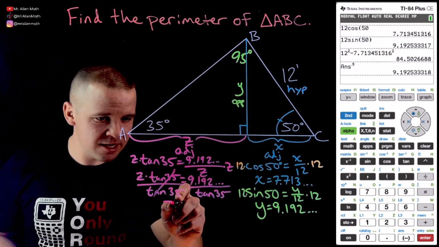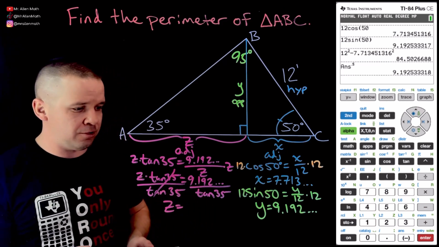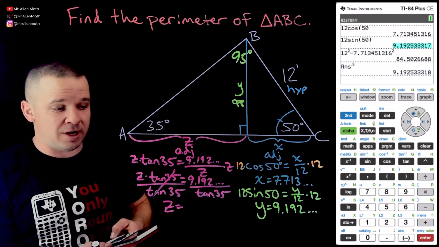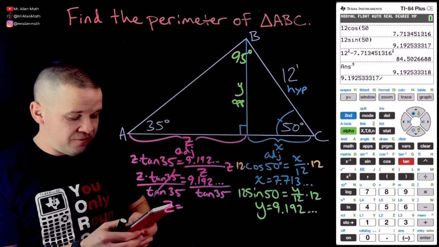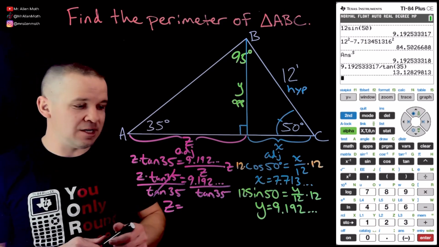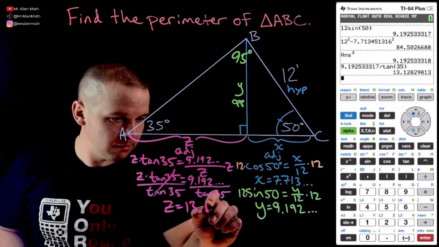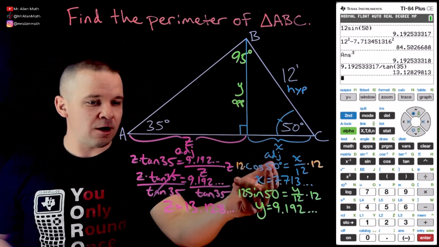So now I'm going to have Z equals, and let's get that thing. So we're going to do the 9.192, which I actually have right now, right? I can use this one or I can use the one we did with the trig, right? I can just bring that down, divided by tangent of 35. Tangent 35. Hit enter. And that's what Z is going to be. It's 13.128 and change. Okay. So we've got our X, we've got our Y, we've got our Z.